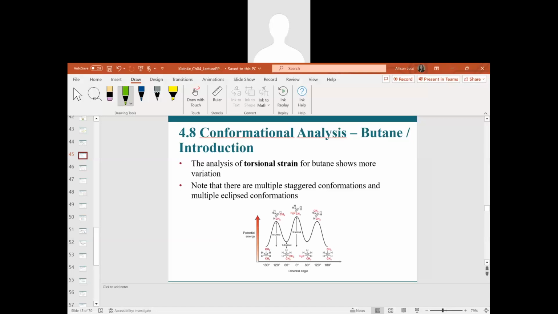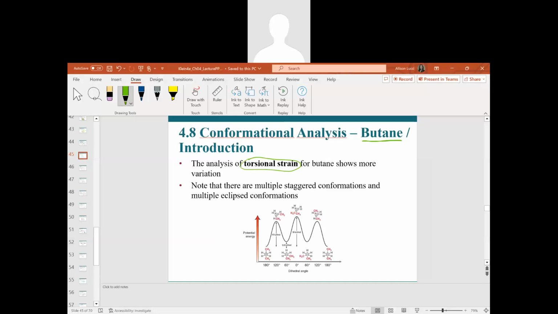So we saw in the last section of chapter 4 a conformational analysis of propane, and we'll continue by adding another carbon and doing now a conformational analysis with butane. We saw torsional strain in the past with overlapping groups. Those bonds created for hydrogens or for methyl groups created this torsional strain.